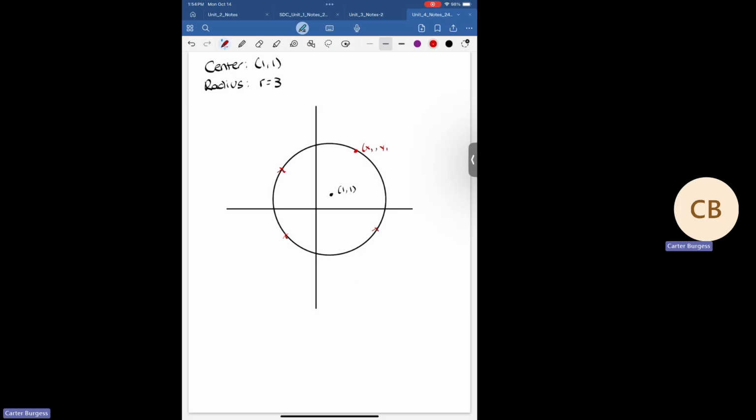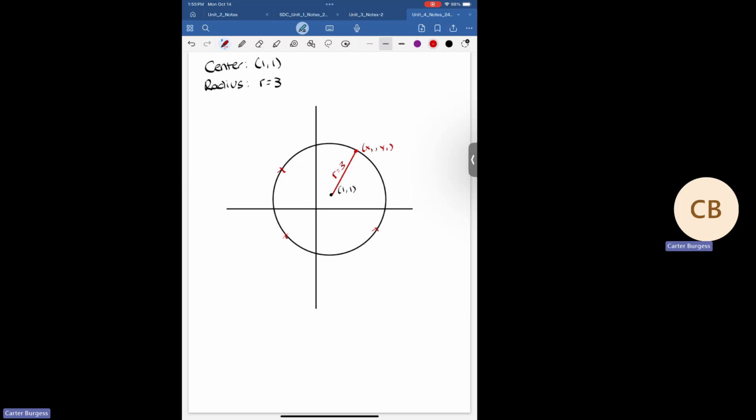They are all fixed at a distance of 3. Regardless of where I am on my circle, I know that this distance is always going to be 3 because it's a radius. And so a geometric way to think about circles is this nice uniform shape that's got an infinite number of axes of symmetry.